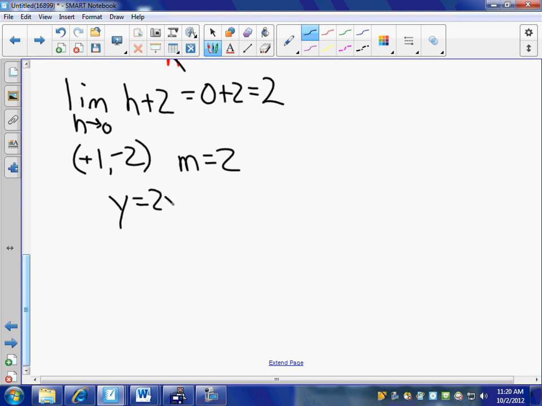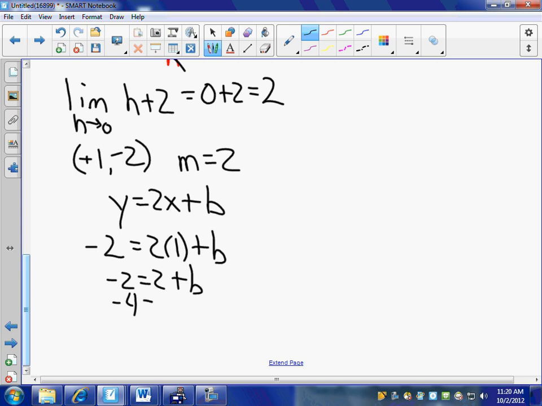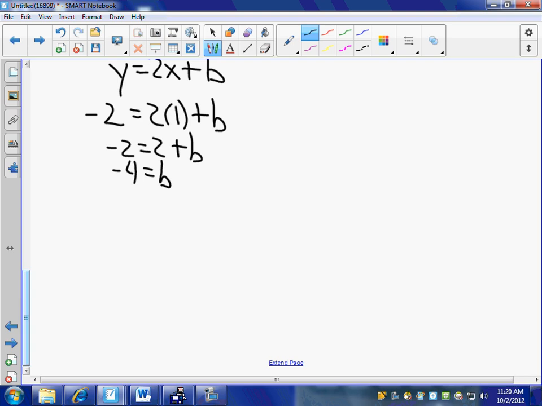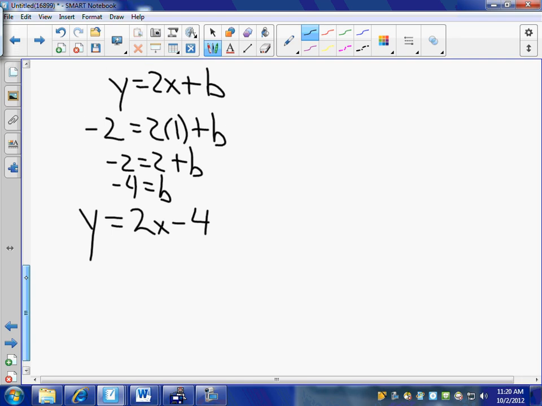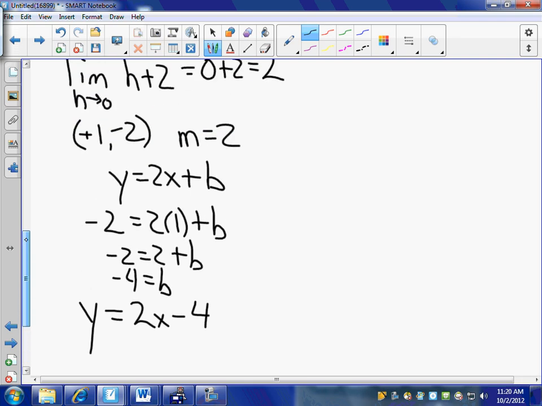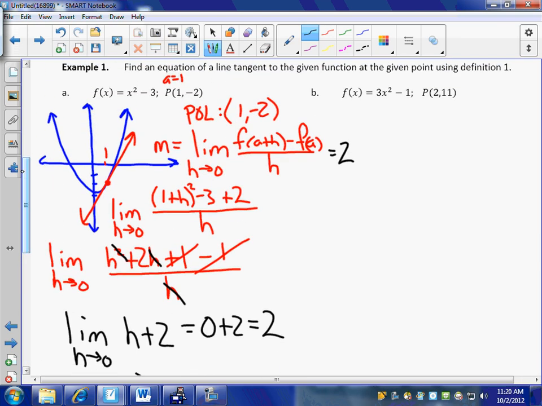So y equals 2x plus b. What do I plug in for y? -2 equals 2 times 1 plus b. -2 is equal to 2 plus b, or -4 is equal to b. So my final equation for my line is y equals 2x minus 4. And sure enough, we could graph that along with our original function. It would be exact. Yes.